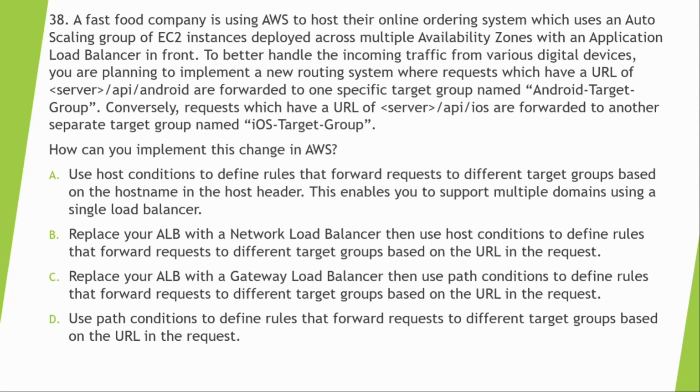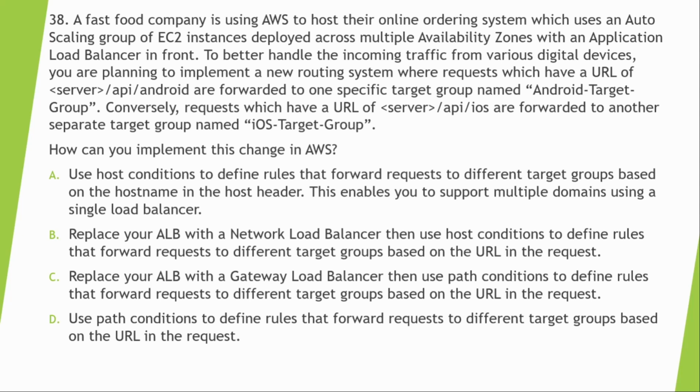Replace your ALB with a network load balancer and then use host conditions to define rules that forward requests to different target groups based on the URL in the request. Now, why is this incorrect? Because the network load balancer is used for applications that need extreme network performance and it uses static IP. So it will not support path-based routing.